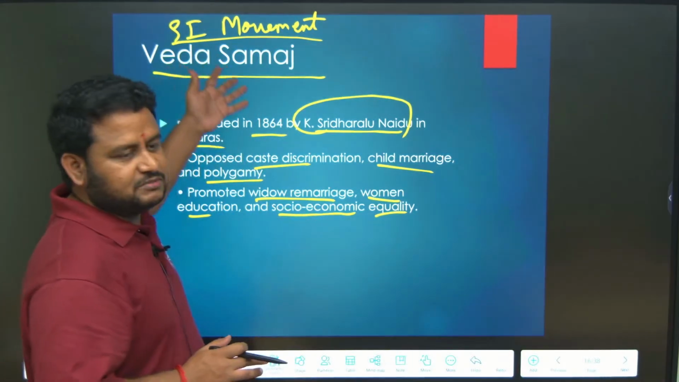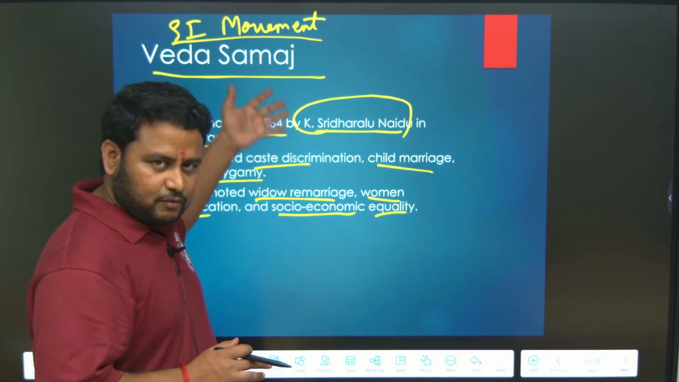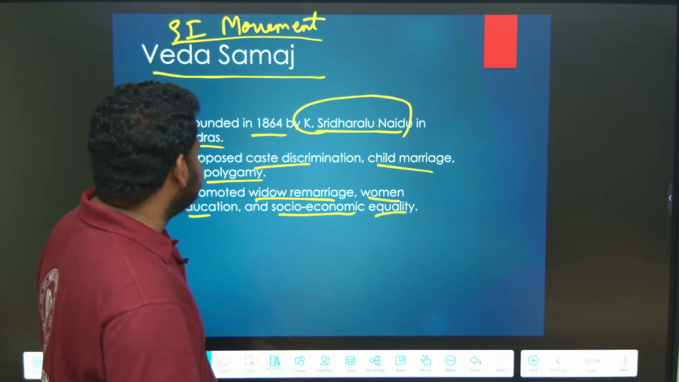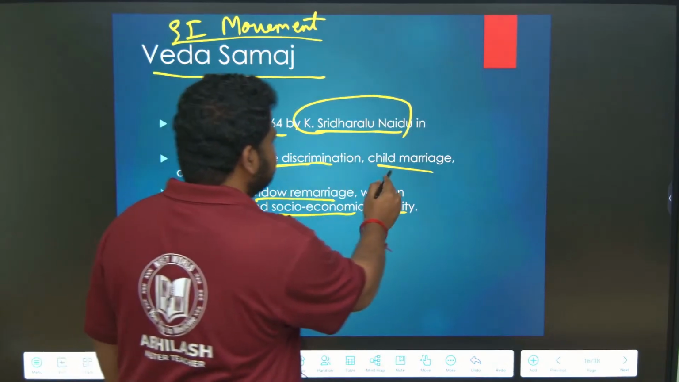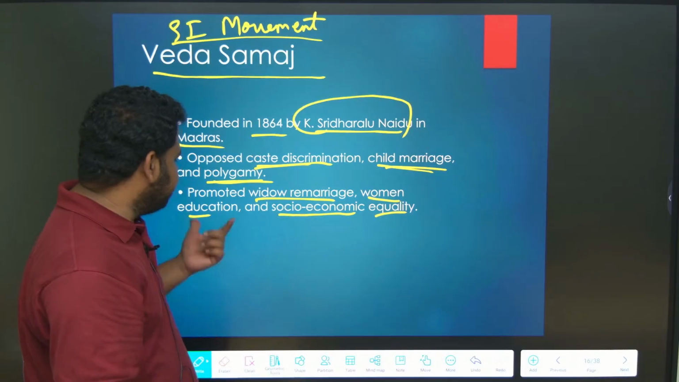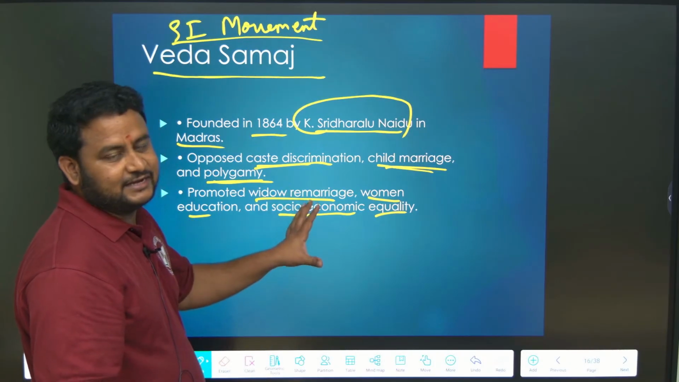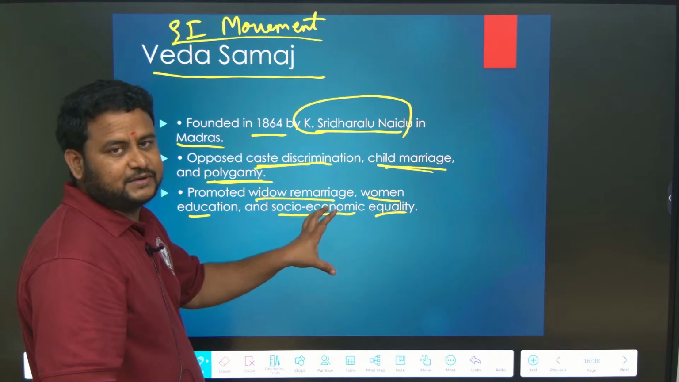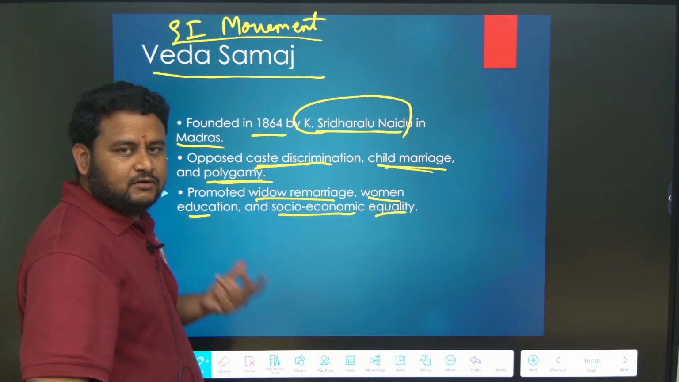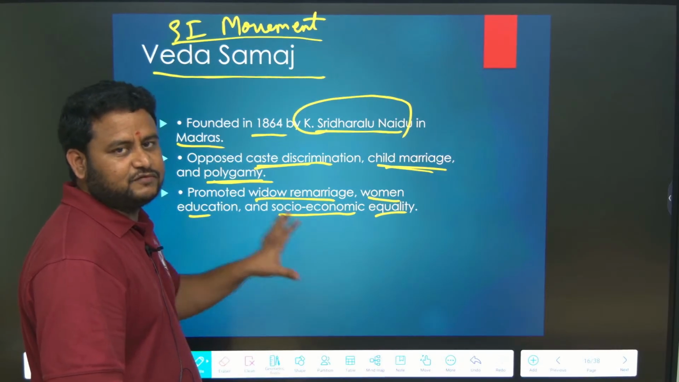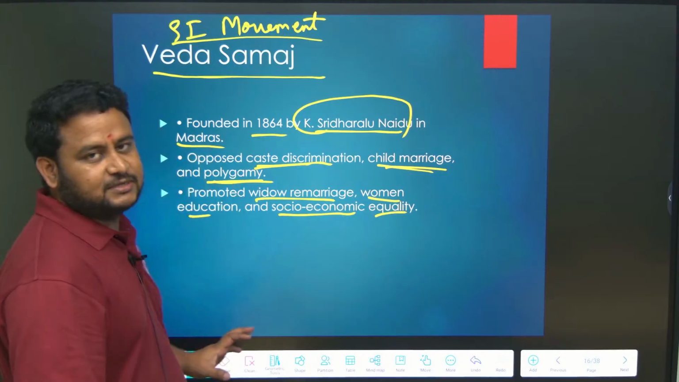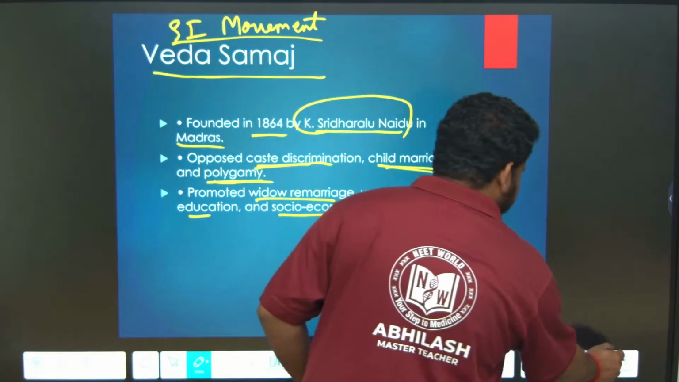So similar to Brahmo Samaj, they opened Veda Samaj in Madras by K. Sridharlal Naidu. It opposed caste discrimination, child marriage, and also polygamy, and promoted widow remarriage, women's education and socio-economic equality. What kind of equality? Equality in social conditions and economic opportunity. They urged for equality in the socio-economic sphere. That is the thing you have to remember when it comes to Veda Samaj. Clear? Let us move to the next one.